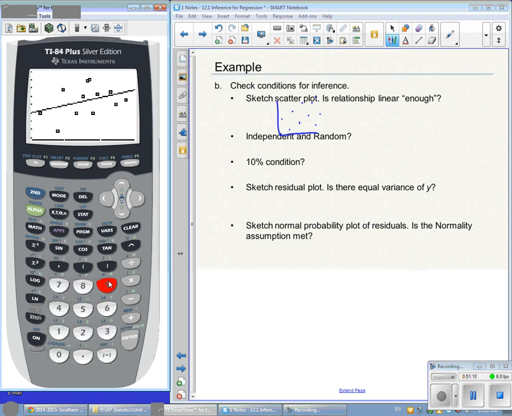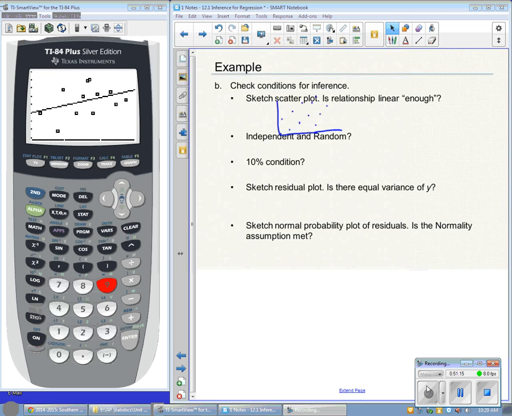Hi, Mr. Smith. So is that linear enough? All right. Okay, so is this linear enough?